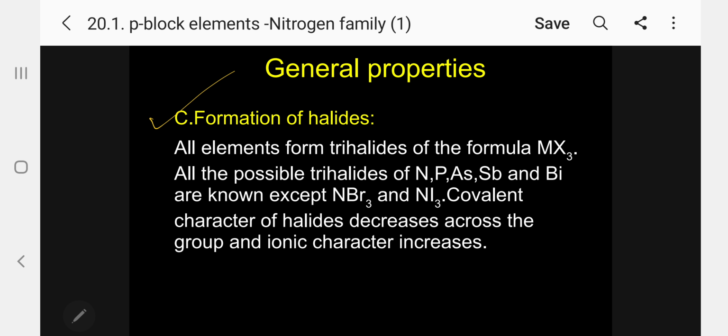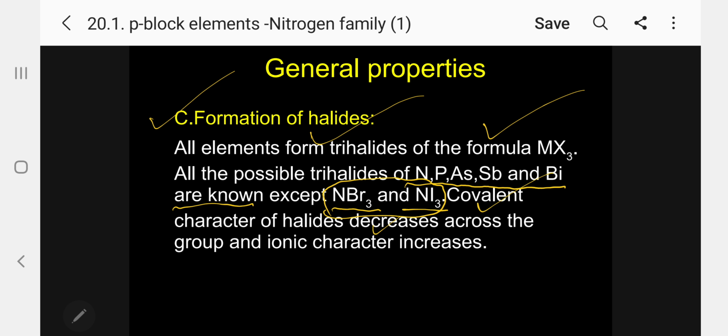The next one, C: reaction with halogens, formation of halides. All elements form trihalides of the formula MX3. All the possible trihalides of nitrogen, phosphorus, arsenic, antimony, and bismuth are known. Kindly follow, except NBr3 and NI3. Kindly note these two examples. They are not formed due to instability. So NBr3 and NI3 are not stable, whereas all other trihalides are possible.